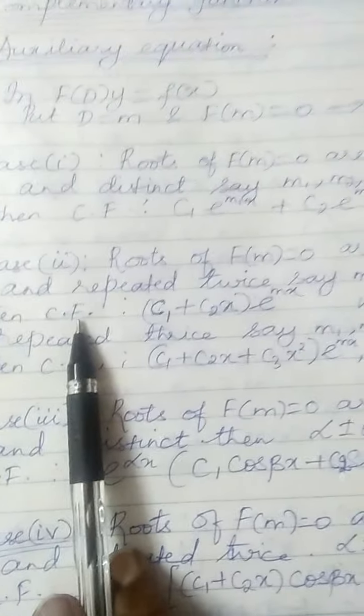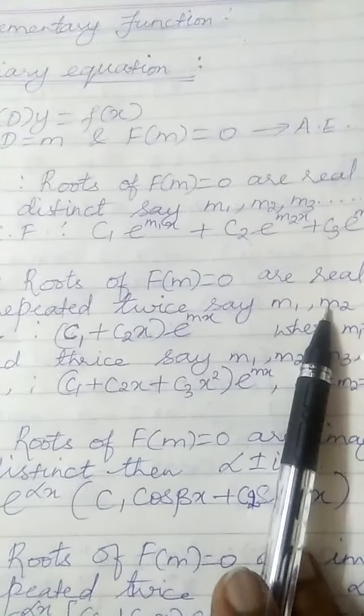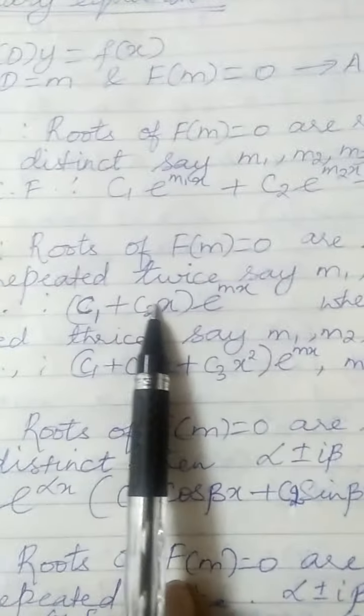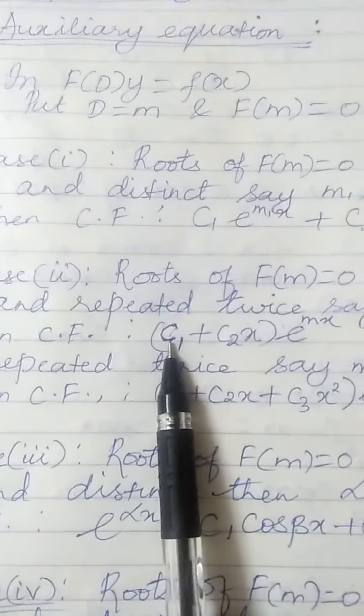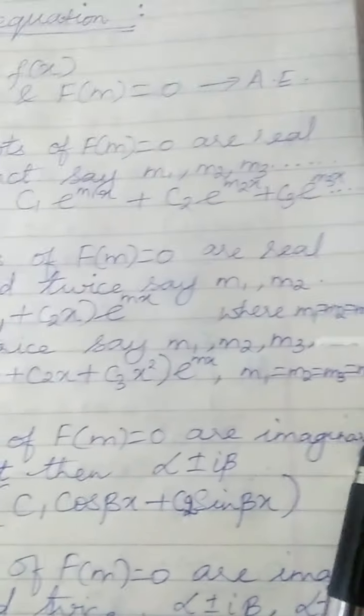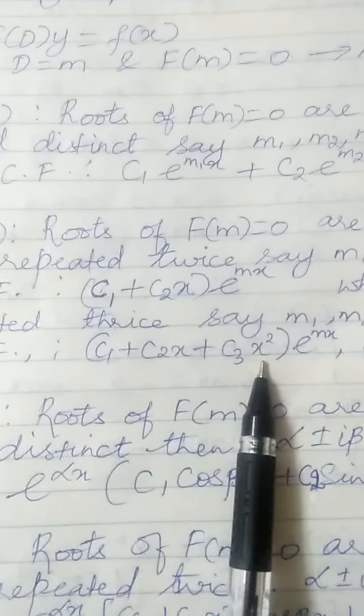Case 2, the roots of f of m equal to 0 are real and repeated twice, say m1, m2. So the roots will be the same, it will be repeated. That is, m1 equal to m2 equal to m. In that case, when it is repeated twice, we will write CF as (c1 plus c2x) e power mx. When the roots are repeated thrice, that is m1 equal to m2 equal to m3 equal to m, we will write CF as (c1 plus c2x plus c3x squared) e power mx.